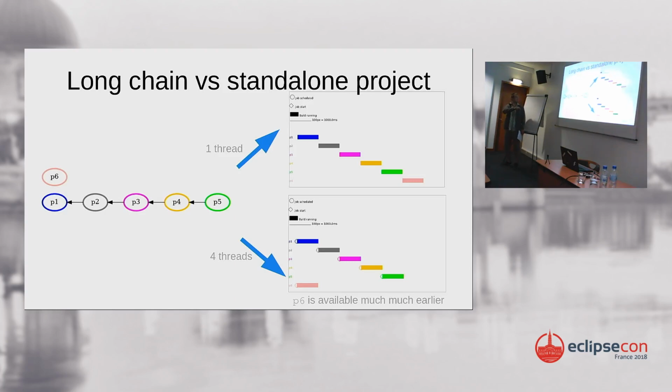And at the same time, you have one JavaScript project on its side where you just do some JavaScript development for whatever. And there is no relationship between both. With one thread, with the sequential build, which has been in Eclipse forever, you get this sequential behavior, and the P6 will build last, just because of its name, actually. But you have to wait for all the other builds to be processed before getting the output of P6.